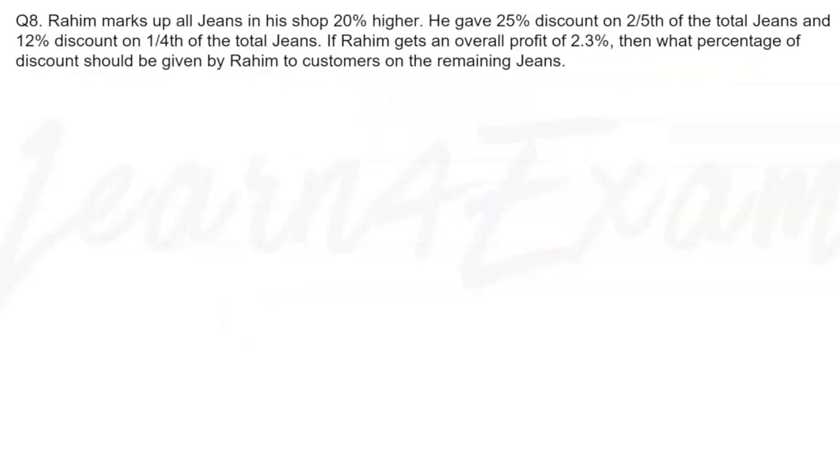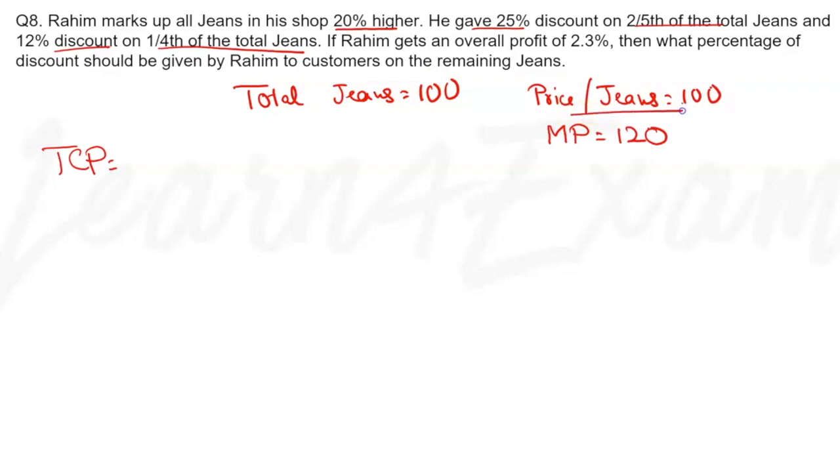Let's move on to the last question for today's class. Rahim marks up all his jeans in his shop by 20%. He gave a 25% discount on 2/5 of the total jeans and a 12% discount on 1/4. Right? 2/5 and 1/4. So let me take the total number of jeans to be equal to 100. I've also taken the cost price per jeans to be equal to 100. Since there is a 20% hike in the markup, the marked price would be equal to 120. Also the total cost price would be the number of jeans into the cost per jeans, which comes out to be 10,000 rupees. Now he makes an overall profit of 2.3%.